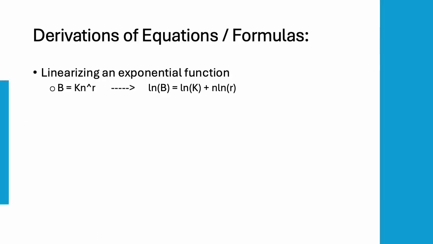Derivations of equations and formulas. In order to linearize a function, you must do the opposite operation to both sides. In this case, the opposite of an exponential function is a logarithmic function, so we take the natural log of both sides in order to get valuable information when graphing. ln k becomes the y-intercept and n becomes the slope.